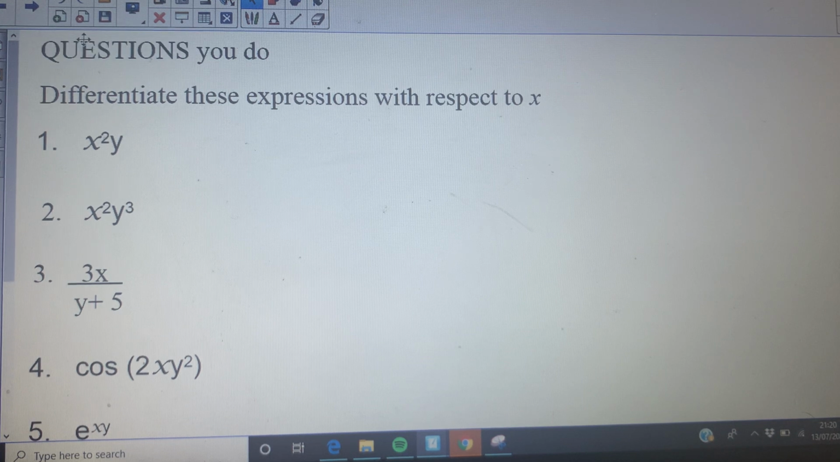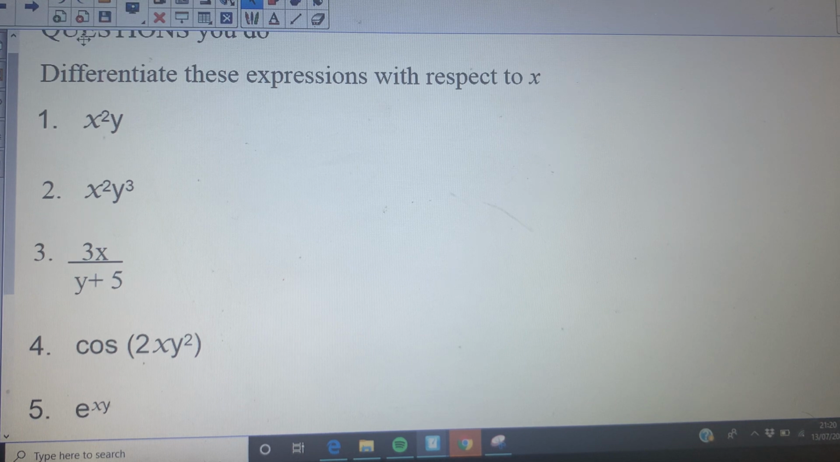Could you now pause the video? And I'd like you to differentiate these implicitly. Okay, so you've got product rule, quotient rule, or product rule if you want. Chain rule and product rule. Chain rule, product rule. Hard. Take your time.